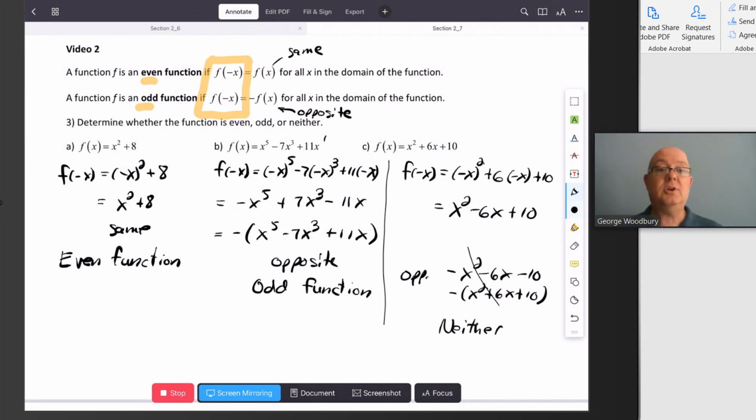All right, in the next video, we're going to start working on techniques for graphing functions.